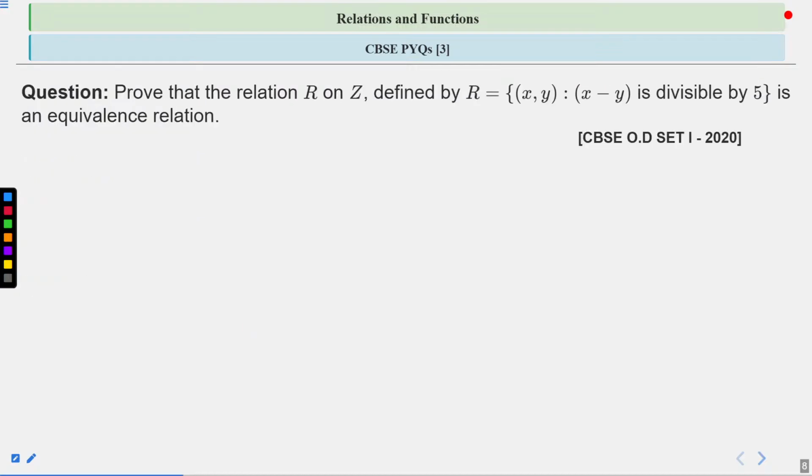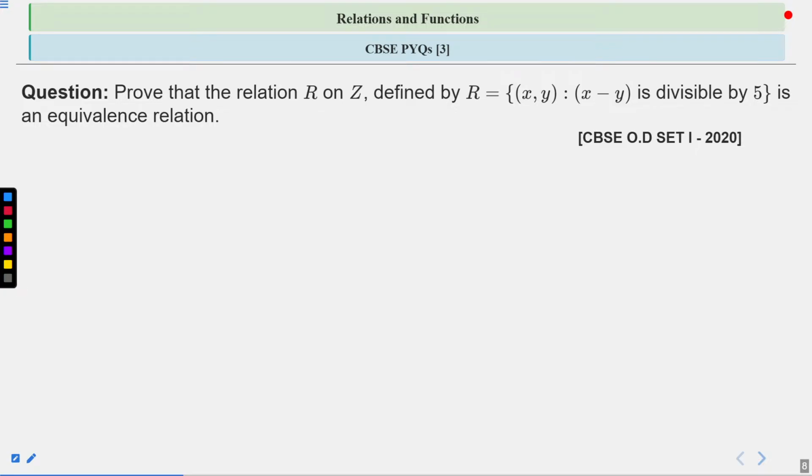Next question is question number 3, which says: prove that the relation R on Z defined by R equal to {(x, y) such that x minus y is divisible by 5} is an equivalence relation. This question was asked in CBSE OD set 1, 2020. So you basically have to prove that this relation R is an equivalence relation. Clear?